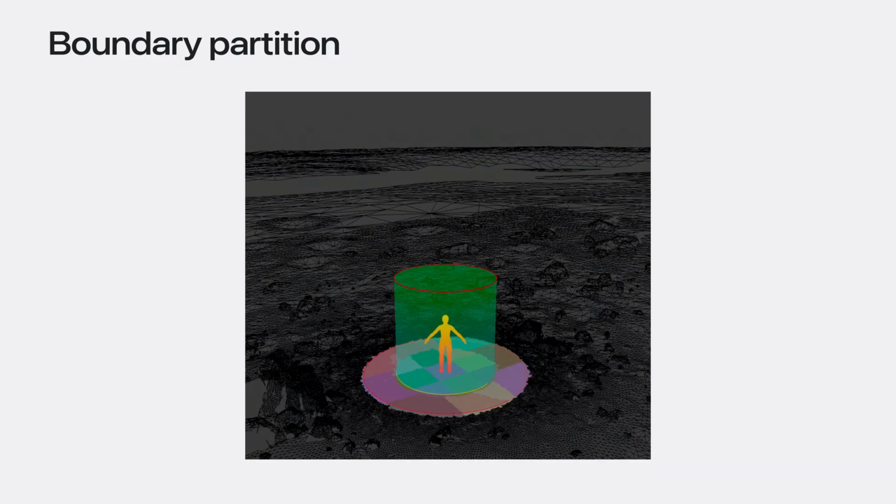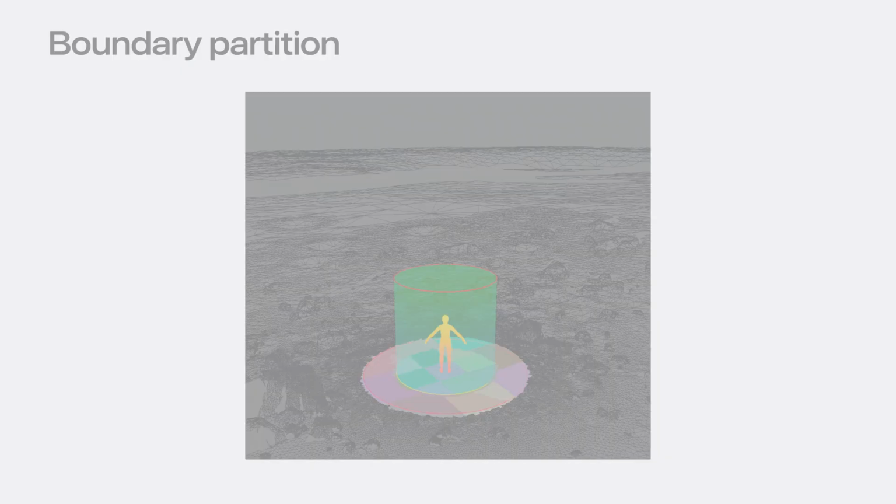So first, let's split off the geometry inside the immersive boundary, and let's focus on the rest of the environment. This technique happens in two passes. First, by splitting the mesh into smaller sections, so the geometry is not limited to a single UV projection.